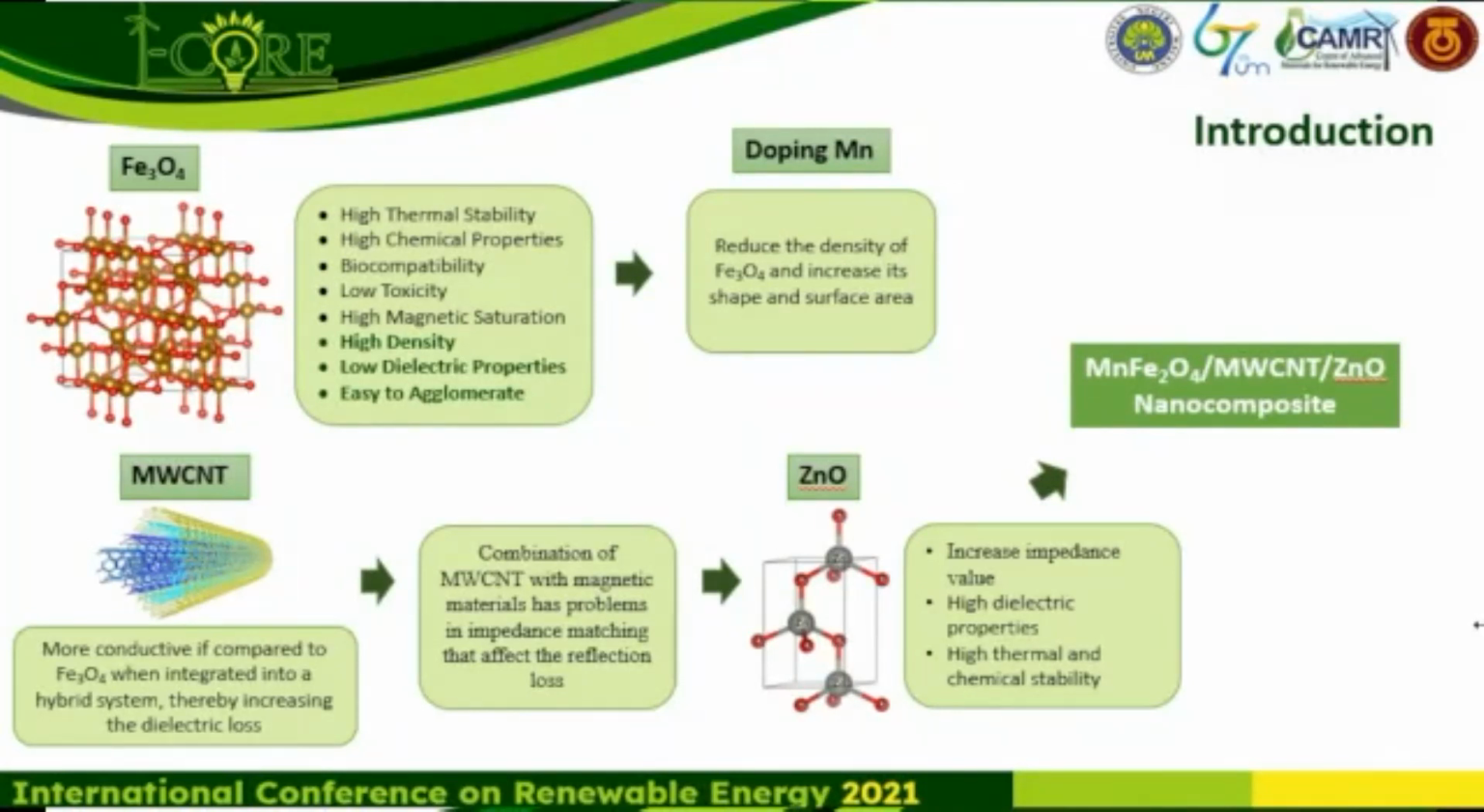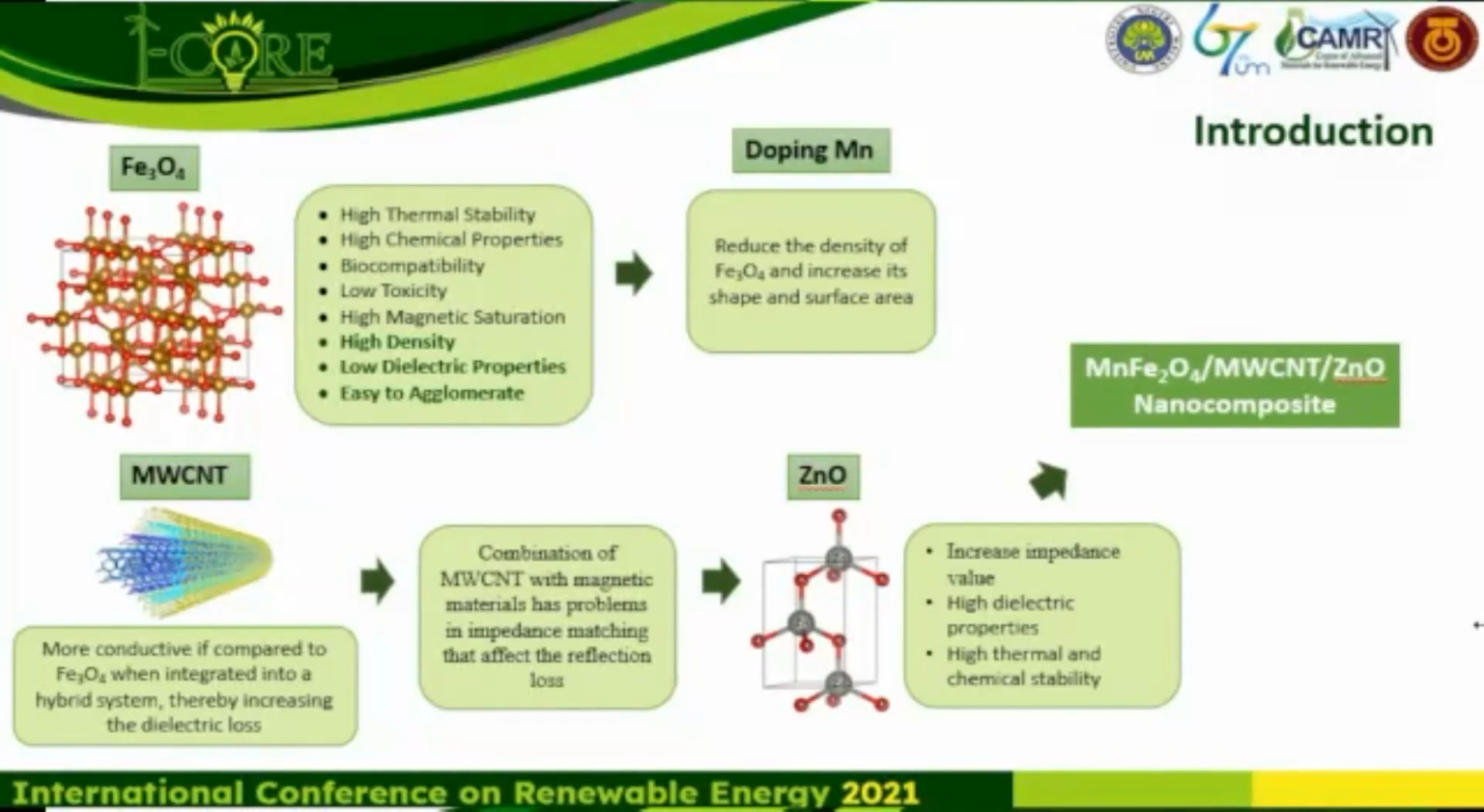Multi-walled carbon nanotubes have been reported to be more conductive compared to magnetite when integrated into a hybrid system. That's why multi-walled carbon nanotubes can be used to increase the electric value of magnetite. Although the combination of manganese ferrite and multi-walled carbon nanotubes is satisfying in several aspects, in specific applications like radar absorber materials it has problems in impedance matching that affect the reflection loss. As a result, it requires other materials to overcome the problems.